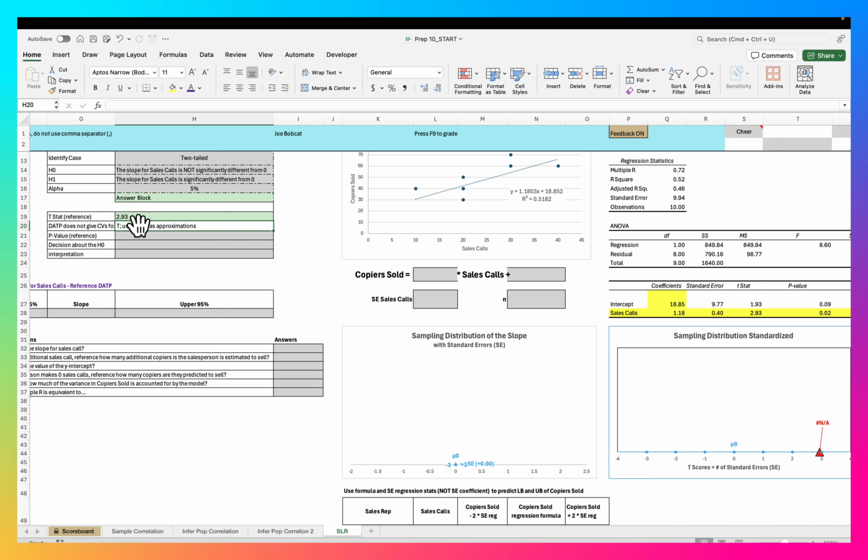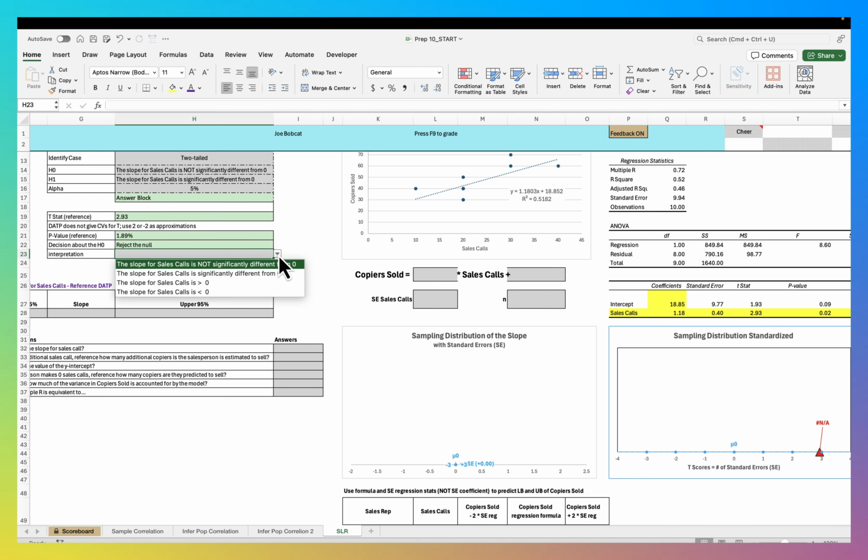So in other words, when you look at that 2.93, you think, oh, well, that's bigger than 2, so this is probably significant. But you don't have to go with probably, because you do have the p-value, which we'll grab over here. And that for sure tells you that it's significant, because it's less than 5%. So decision about H0 is reject the null.